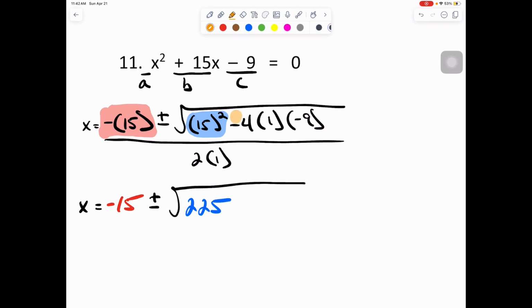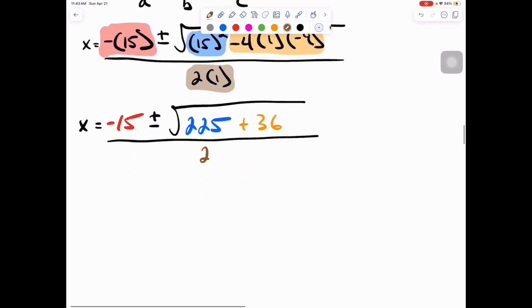Now in orange here, if I did negative 4 times 1, I'd get negative 4. Negative 4 times negative 9 would give me a positive 36, so I'm just going to put it as plus 36. In brown, we will do our 2 times 1, so let me set that over 2 times 1, which is 2. Great job always. From here, we'll just continue to simplify.